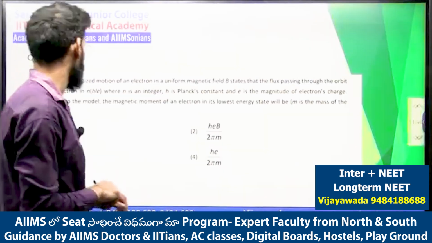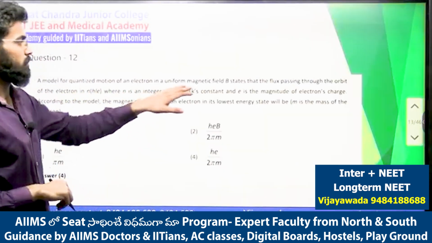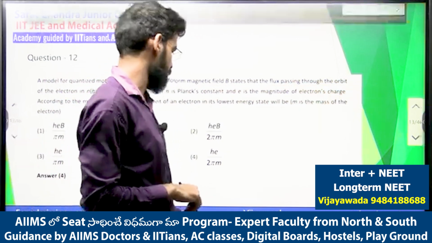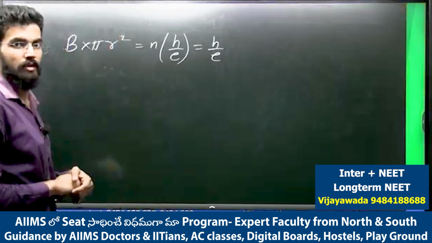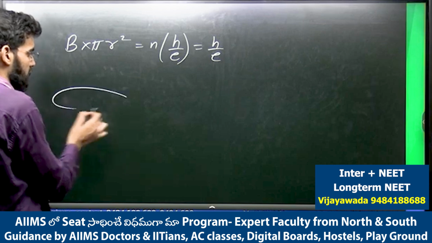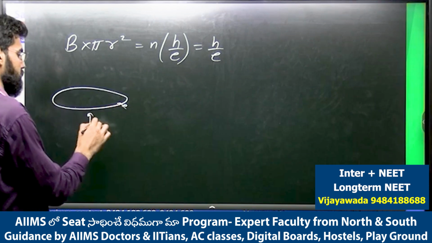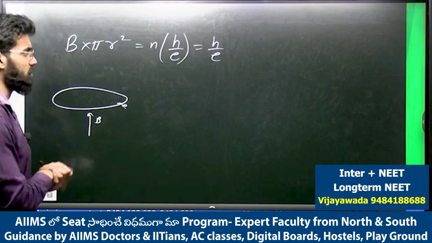If you read properly here, it says an electron in a uniform magnetic field, and the flux passing through that. So flux you will write down like this. Flux is what? B into pi r square. Like the electron is moving in a circular path, and the magnetic field is like this. So this is how you will write it down.